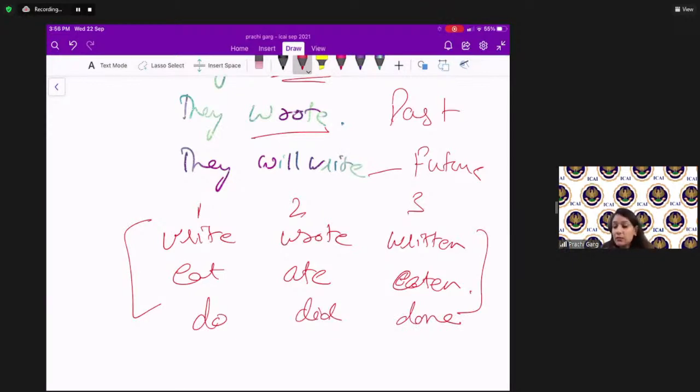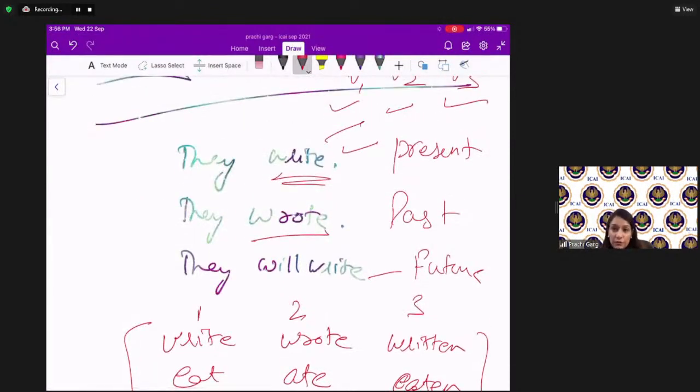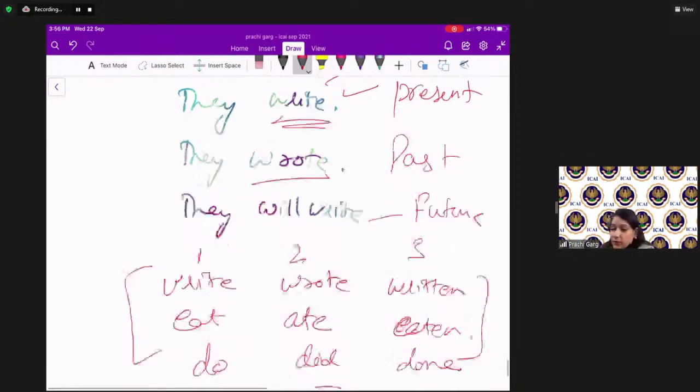Yes, there are certain verbs whose second and third forms are the same, right? They don't change their form. So they write, we are talking about the present situation. They wrote, we are talking about a task that is already over, and they will write, I'm talking about the action that is going to take place. It has not taken place yet. This will take place. Clear? Yes. Okay.